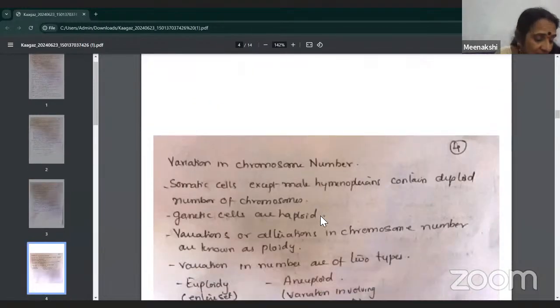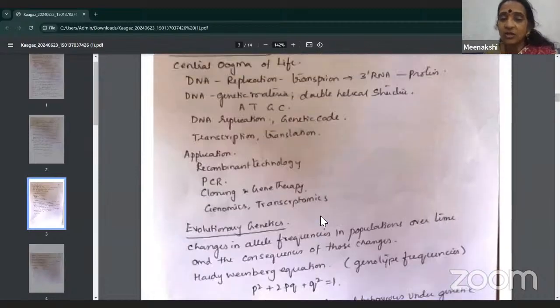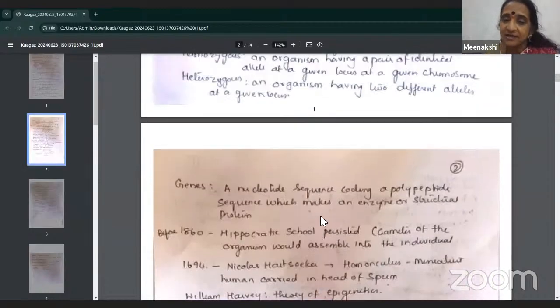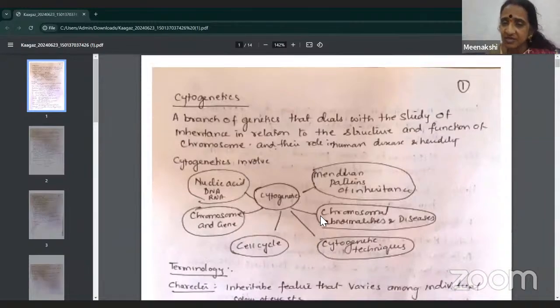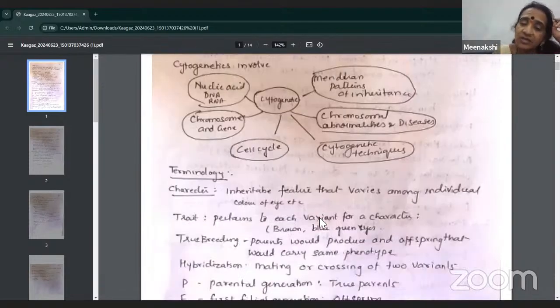Now, coming to the next aspect. So, till here, what did we study about cytogenetics? Cytogenetics is the branch of science which deals with chromosomal structure, function, inheritance, and its attributes that are there for the continuation of life. The study of cytogenetics involves nucleic acid study, chromosome and gene studies, then the cell cycle, the importance of the cell cycle, Mendelian inheritance, chromosomal abnormalities, and it also talks about most of the techniques.